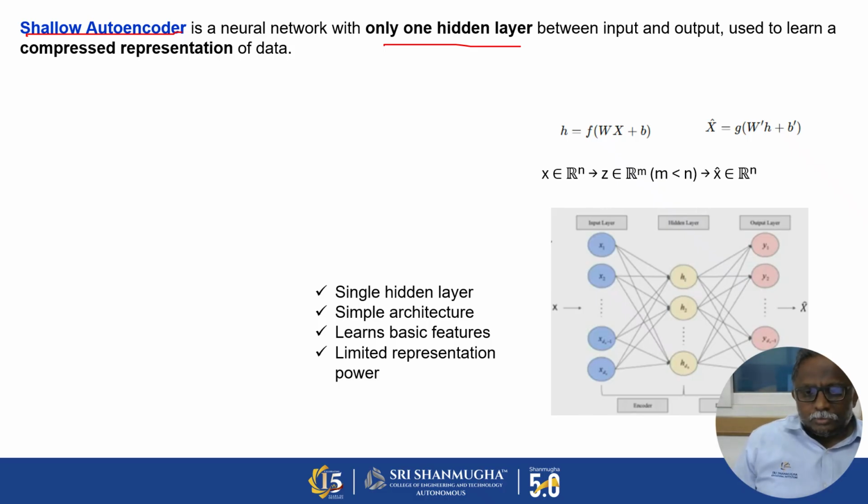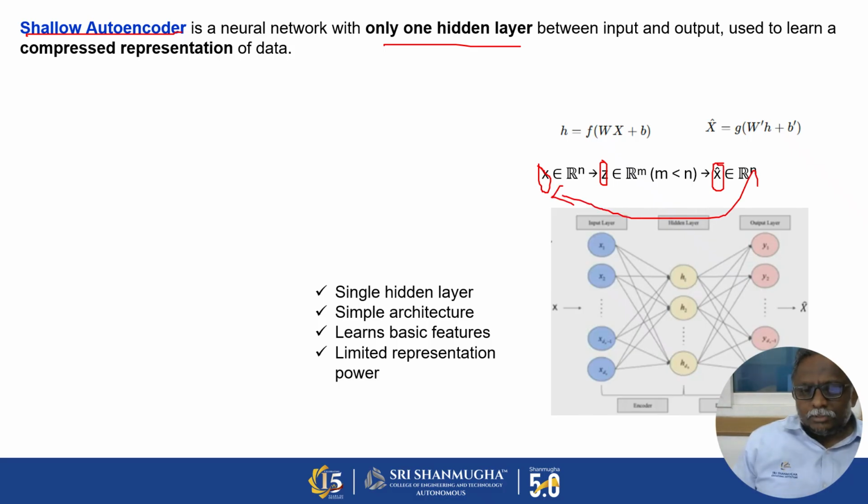So this X is our input and belongs to R^n, where n is the number of features. And Z is the latent space representation, where m is going to be less than n. And when you reconstruct, X hat is going to be the same as our input.